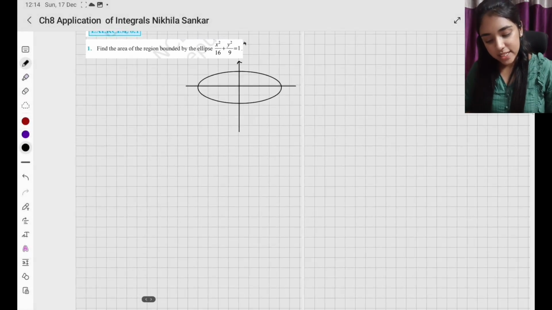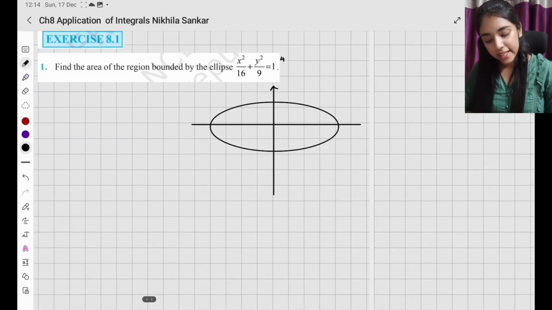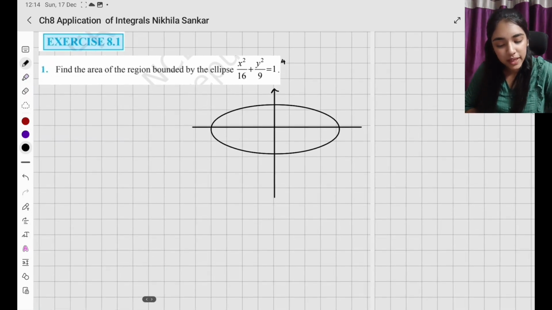Let's move on to exercise questions. Find the area of the region bounded by the ellipse x square by 16 plus y square by 9 equals 1. So, in this case, the length on the x axis is greater. So, that is going to be my major axis. That is why I have drawn the ellipse like this.